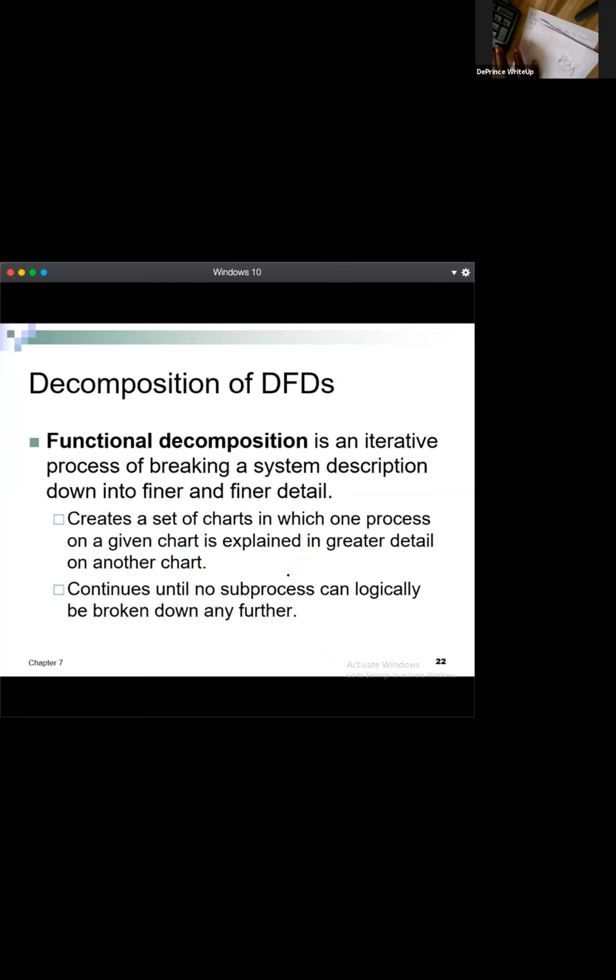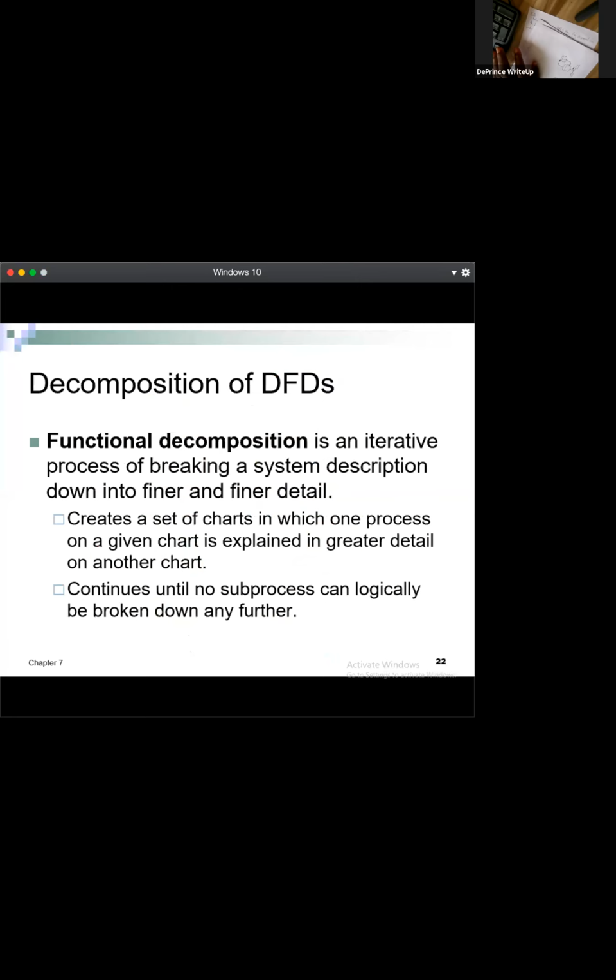They are very simple rules, but logical rules. So if you remember these rules, you can use them to draw any data flow diagram I ask you to draw in the future. Okay, so let us proceed.